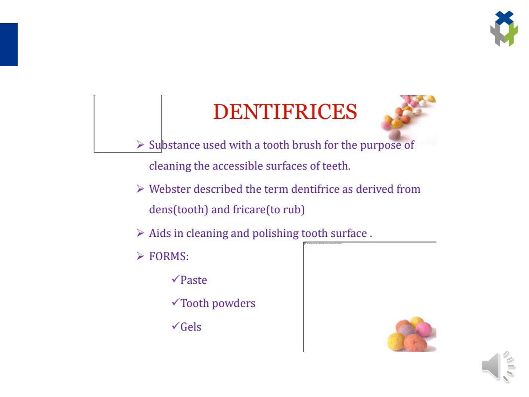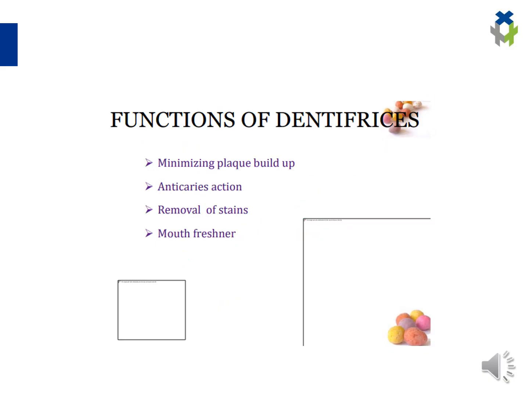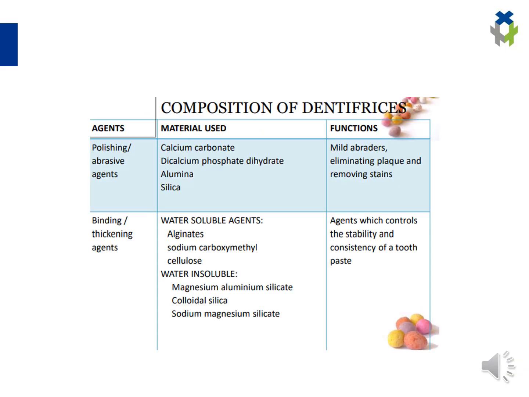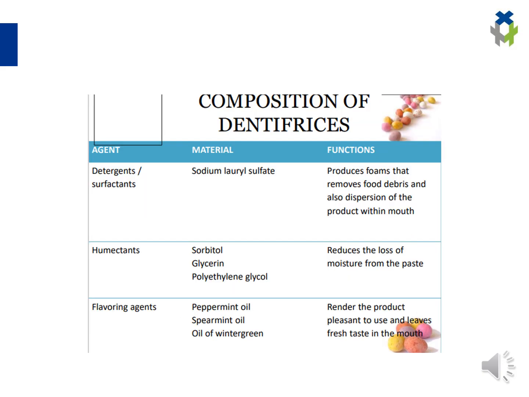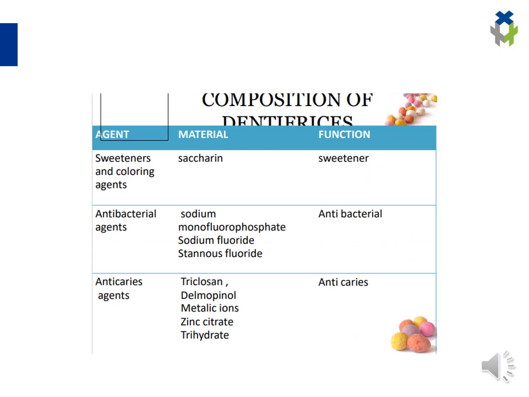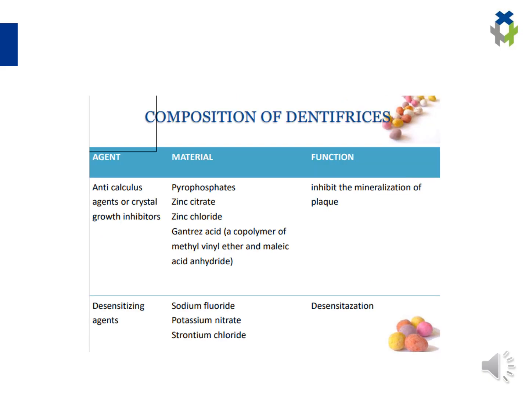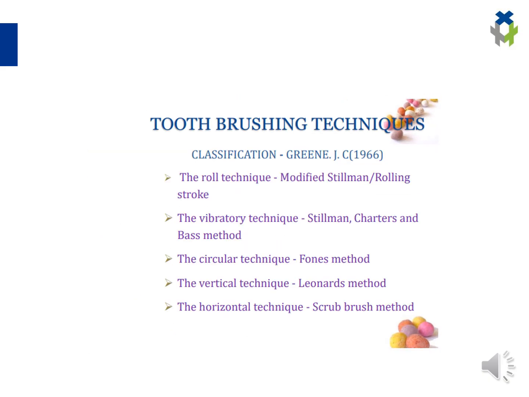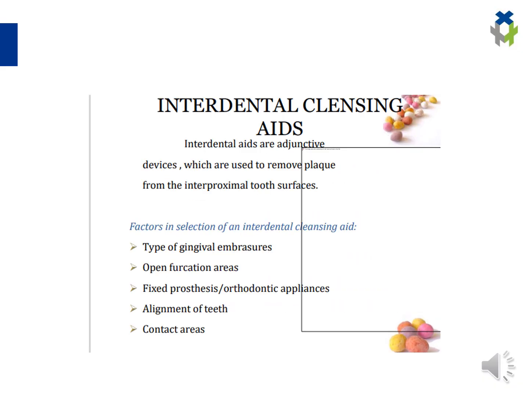The dentifrices that are used are toothpaste, tooth powders and gels. Dentifrices minimize plaque buildup, have an anti-caries action, and act as a mouth freshener. They are mainly composed of polishing agents, binding agents, detergents, humectants, flavoring agents, sweeteners, antibacterial agents, anti-caries agents, anti-calculus agents and desensitizing agents. Tooth brushing technique is classified into roll technique, vibratory technique, circular, vertical, and horizontal techniques.